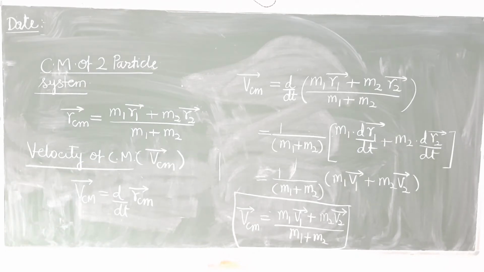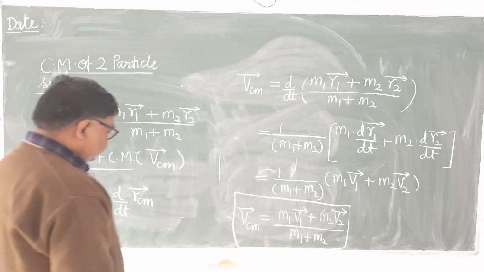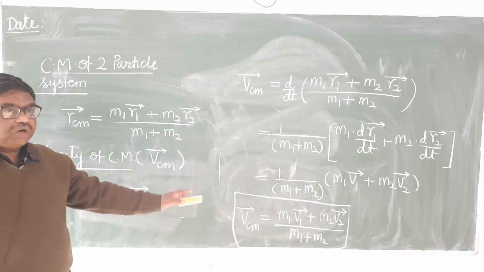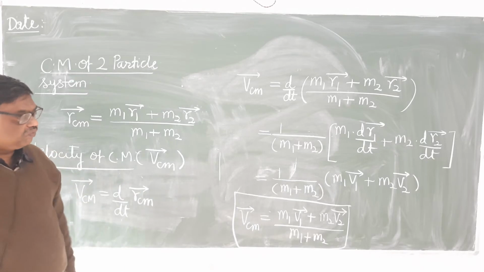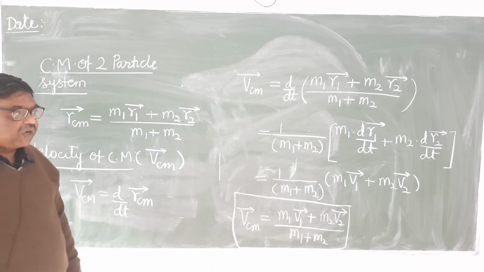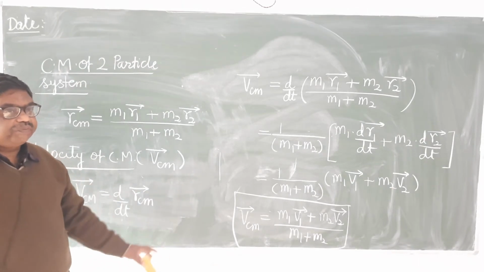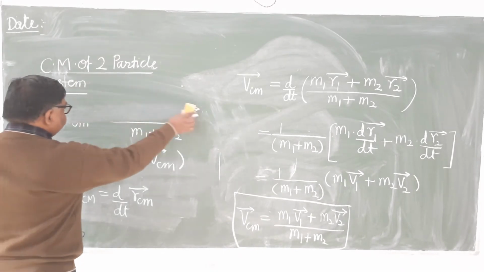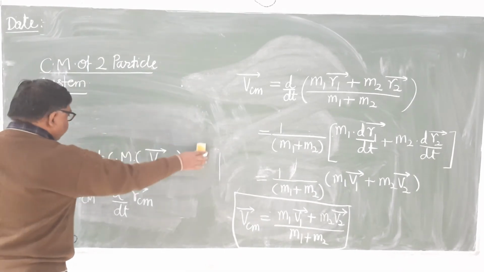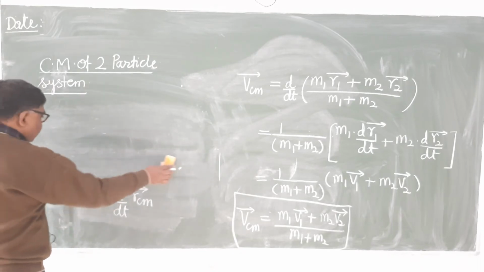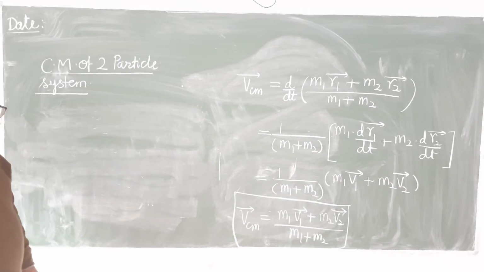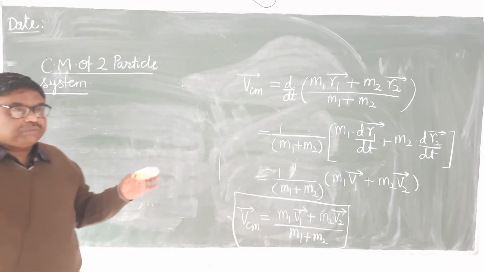Now see here, this is the formula for the velocity of center of mass for a two particle system. Now if you propagate it for an n particle system, it means there is a body consisting of n particles. Is it clear? It means there is a discrete distribution of mass.